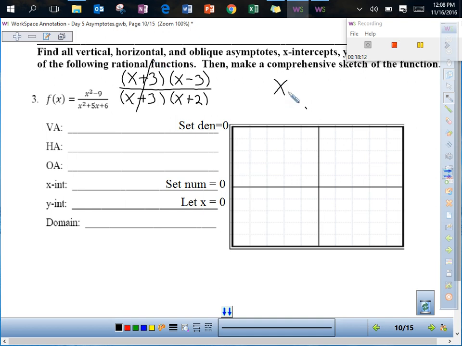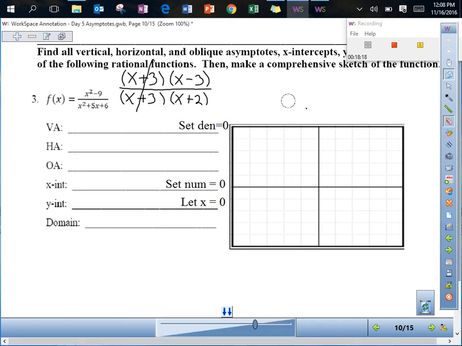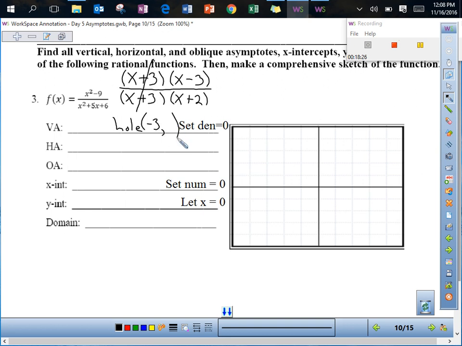Take x plus 3 real fast, set it equal to 0, and you're going to get -3. I know that I'm going to have a hole in my graph when x is -3. It's the piece that I canceled out. Now, this is huge. Rewrite what's left now. I'm left with x minus 3 over x plus 2.